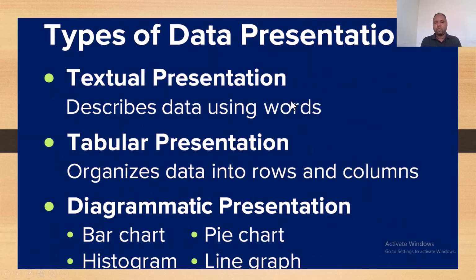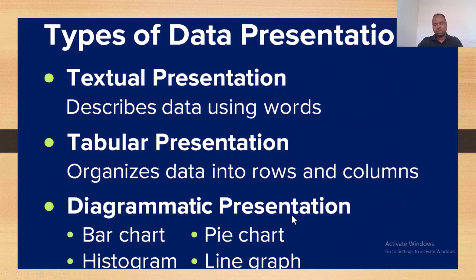In general, we have three types of data presentation. One is textual presentation, the second is tabular presentation, and the third is diagrammatic presentation. Textual presentation is a narrative description of data using words. This description may be sufficient when there is no need to present our data beyond that. The second, tabular presentation, means organizing data into rows and columns in the form of a frequency distribution.